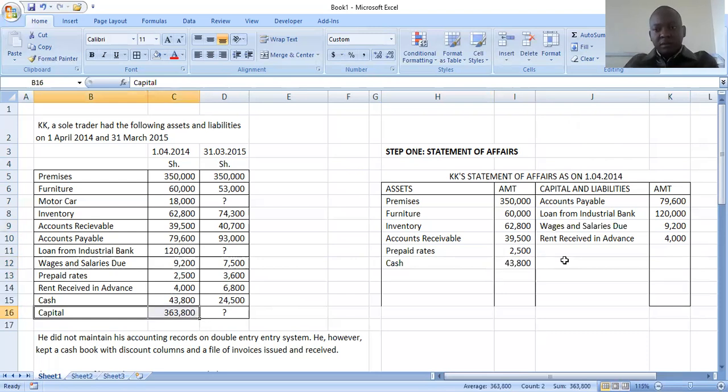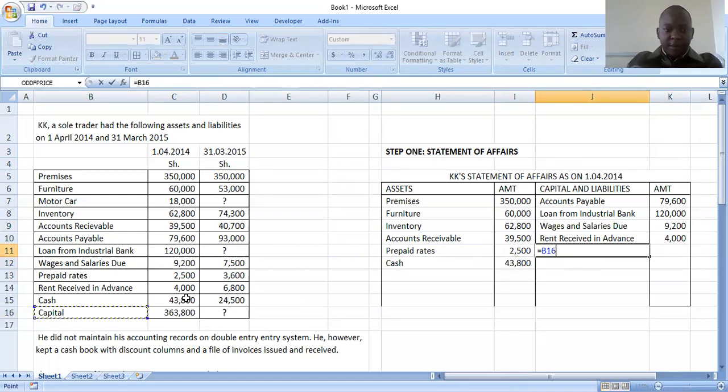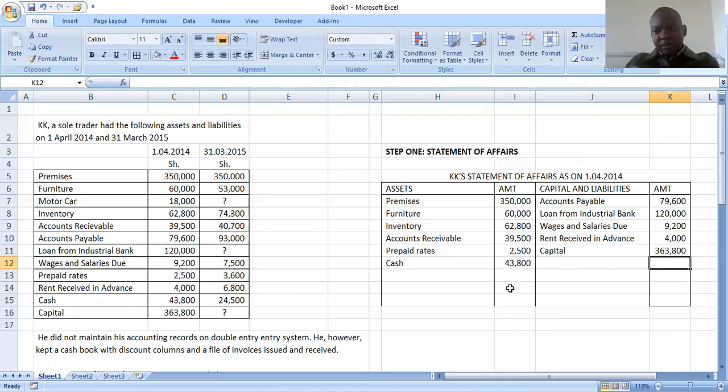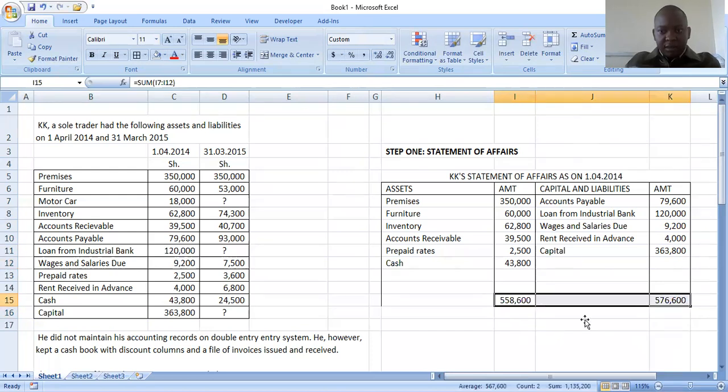And then we have capital. Capital is part of the liability, so we have it on the liability side, and its amount is 363,800. So we add the two sides. How much do we get? This should balance, just like a balance sheet. It should balance. The total is 576,600, it seems I've left out something because this is not balancing. Let me find out where the error is before we proceed.